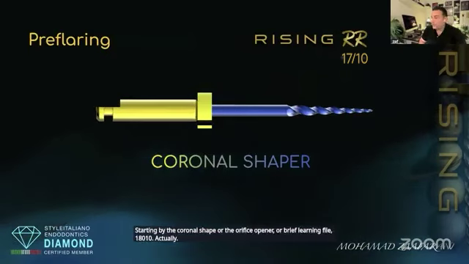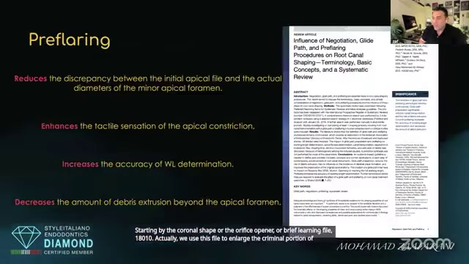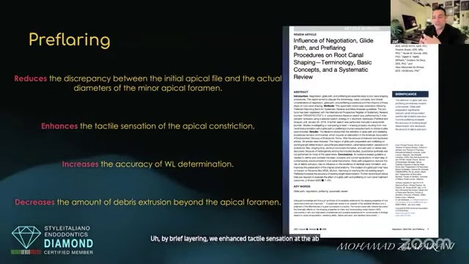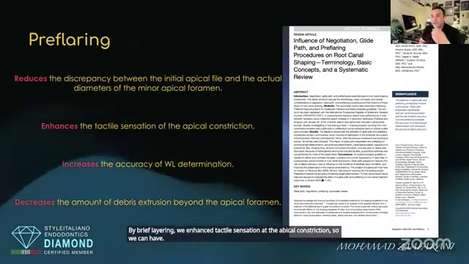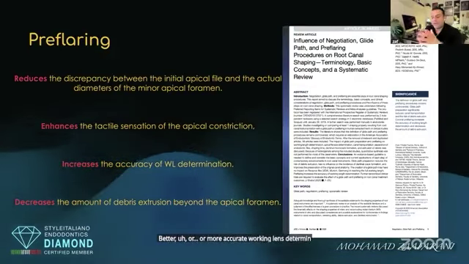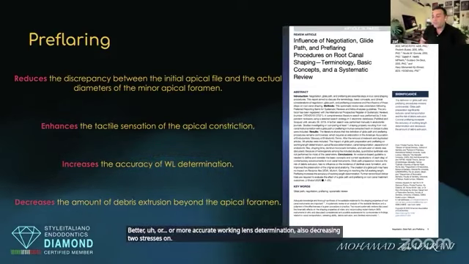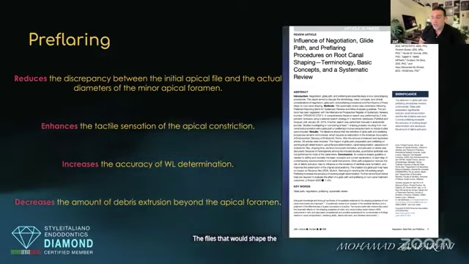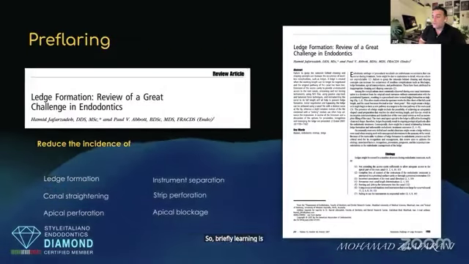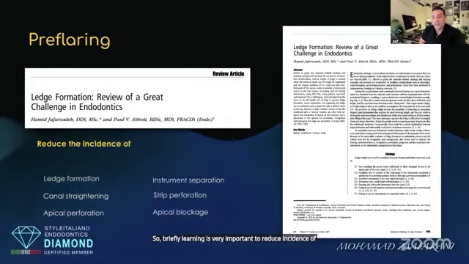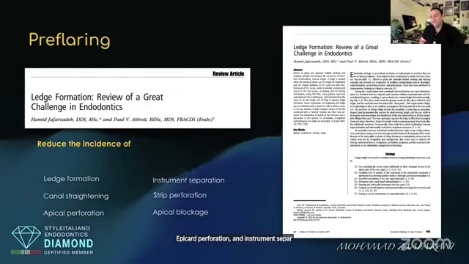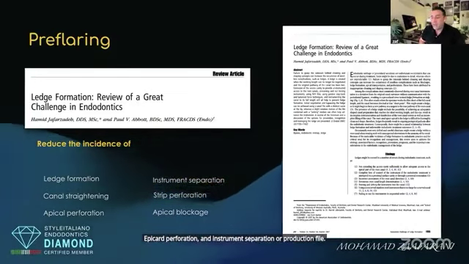We use this file to enlarge the coronal portion of the canal. By pre-flaring, we enhance tactile sensation at the apical constriction, so we can have more accurate working length determination, and also decrease stress on the files that shape the mid portion of the canal and the apical part. So pre-flaring is very important to reduce the incidence of ledge formation, canal straightening, apical perforation, instrument separation or broken file, stripping of the canal and apical blockage.